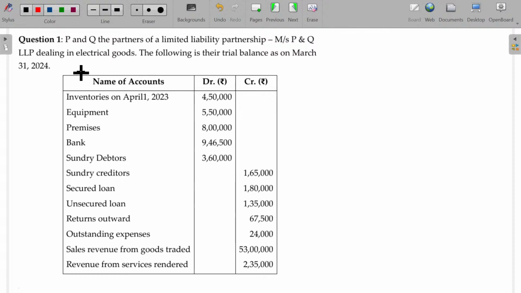Okay. P and Q, the partners of limited liability partnership, Messrs. P and Q, LLP, dealing in electrical goods. The following is the trial balance. Come on, inventory. Inventory will be changed. This is asset, premises asset, bank asset, sundry debtors asset, sundry creditors liabilities, secured loan liabilities, unsecured loan liabilities, return outward. Okay, purchase return will be adjusted with purchases itself.